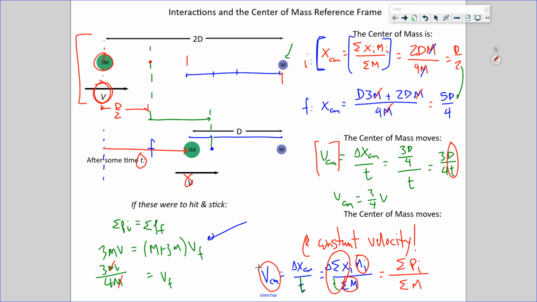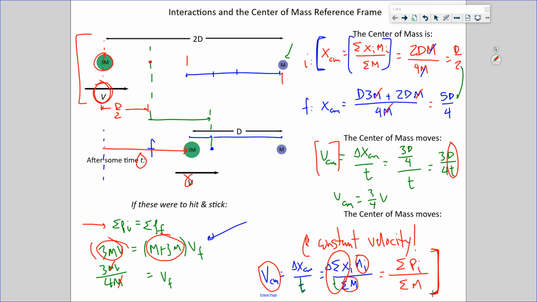Notice, that's kind of like treating this thing as a hit and stick. Right? Here's all the initial momentums divided by all the masses. That gives us a final velocity of a hit and stick situation, but it's actually the same thing. Well, first of all, that velocity is the same velocity at any instant because the center of mass of a system experiences no change in momentum. All right, and that's a pretty profound statement.